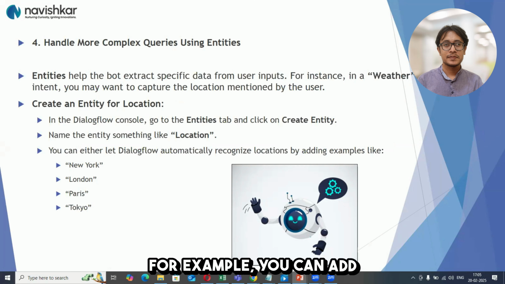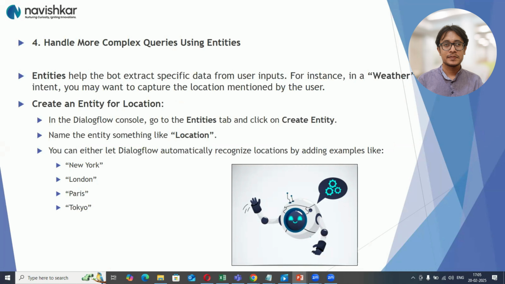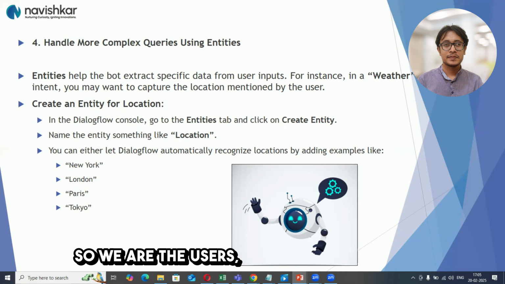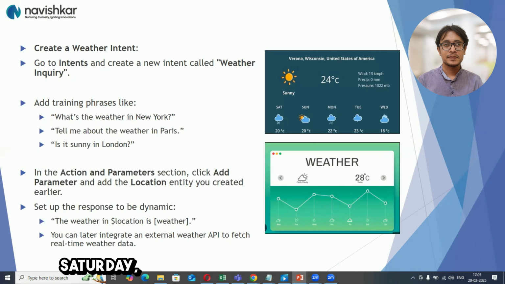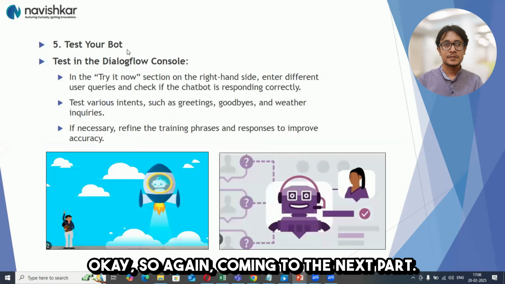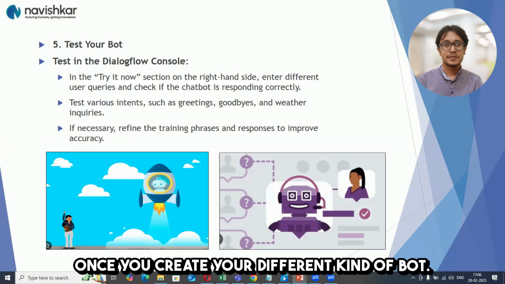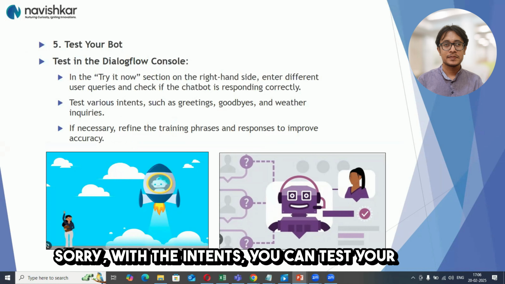For example, you can add New York, London, Paris. Dialogflow will automatically start recognizing it. So we are the users. We are going to give the inputs Saturday, Sunday, Monday, Tuesday, Wednesday. Some days have 20 degrees Celsius. So I think this is one of the activities that you can try at home as well. Or for queries, you can connect with me, as I discussed. Okay. So again, coming to the next part, you can test your bots. Once you create different kinds of bots with the intents, you can test your bot as well.